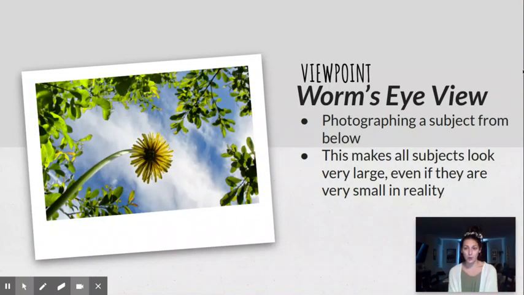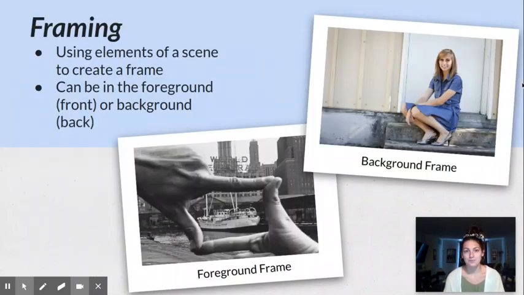The second one is worm's eye view. I don't know if you all are familiar with this one, but I'm sure you'll be able to see what this is. That is photographing a subject from below. So this makes all subjects look very large, even if they are very small in reality. And I guess this is to try to make you feel like maybe you are the worm in this photo. So we're looking at this flower from above, and it kind of looks like we're in this huge forest, but really it's just in the grass. And it's probably a very small scale, but the photo technique makes it look like it's a large scale.